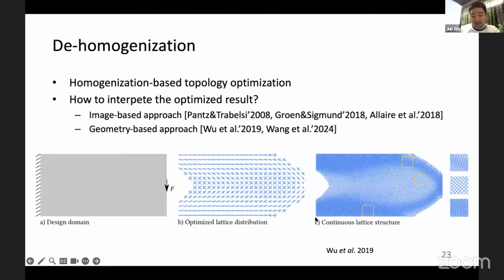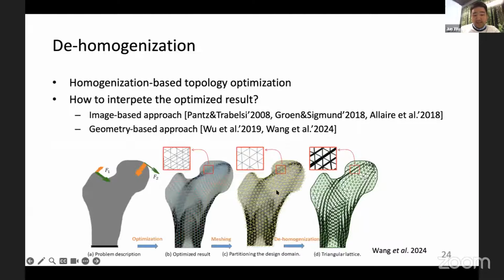In the geometry-based approach, the idea is to use a geometric meshing algorithm to transform this frame field into a continuum structure. So here you see in the middle is the optimized orientations. On the right side is a geometric structure from the meshing algorithm, where the requirement in the meshing is that the edge of each mesh should be aligned with the optimized orientation. Again, this can be extended to 3D and to multiple load cases, as recently published by Wang.